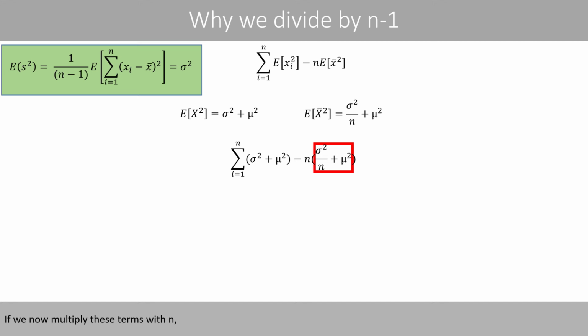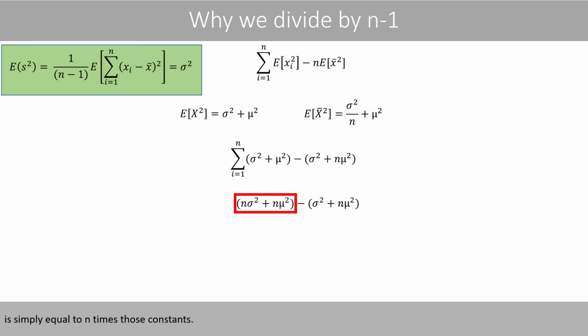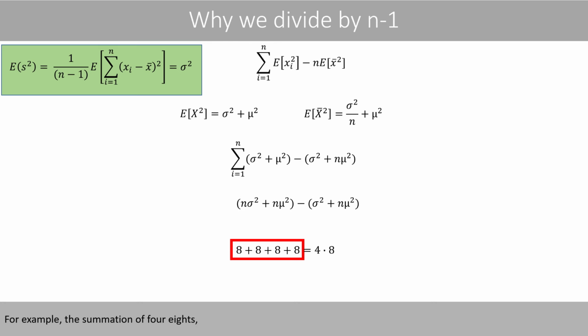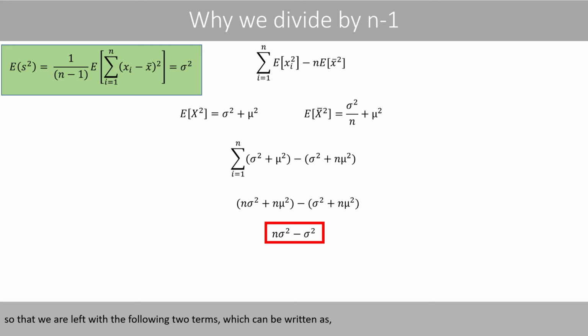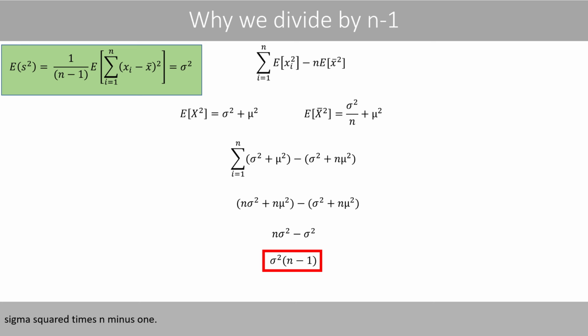and this one here. If we now multiply these terms with n, we see that we can cancel these n's. Since sigma squared and mu squared are just constants, the summation of n constants is simply equal to n times those constants. For example, the summation of 4 eighths is equal to 4 times 8. If we remove the brackets, we see that we can now cancel these terms, so that we are left with the following two terms, which can be written as sigma squared times n minus 1.